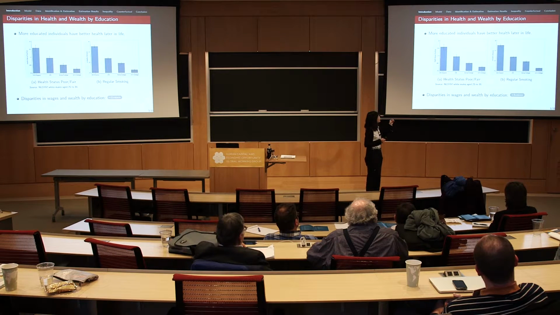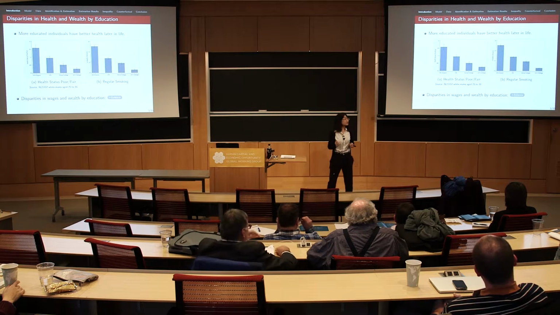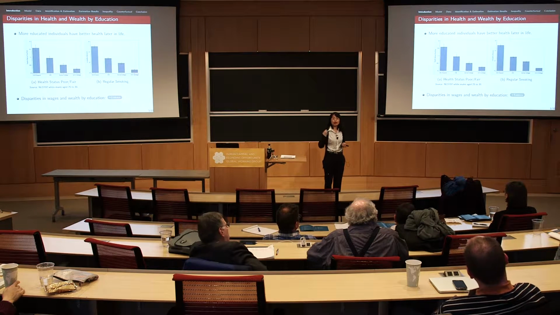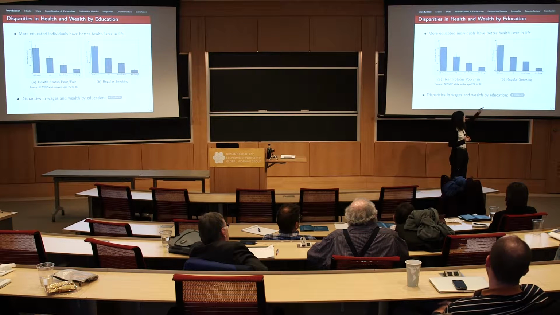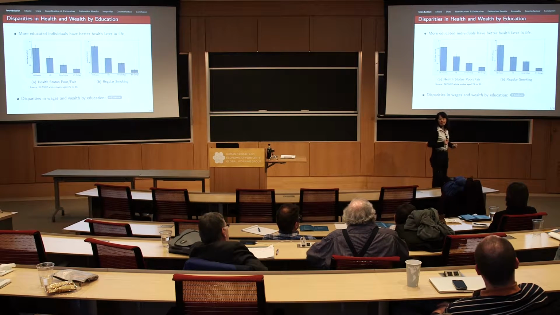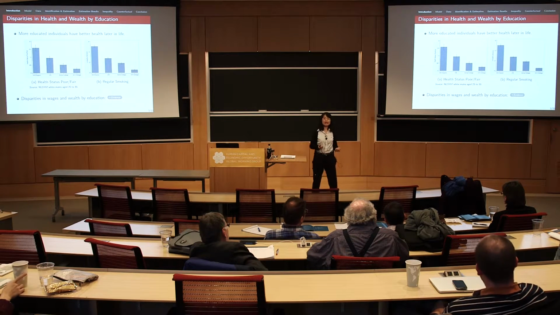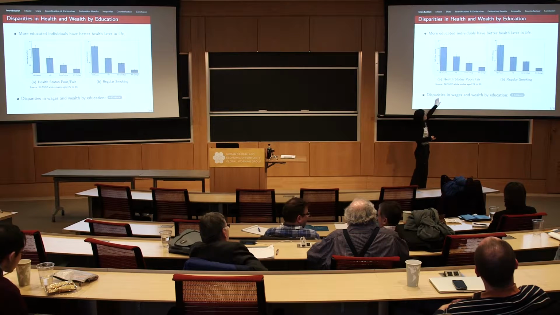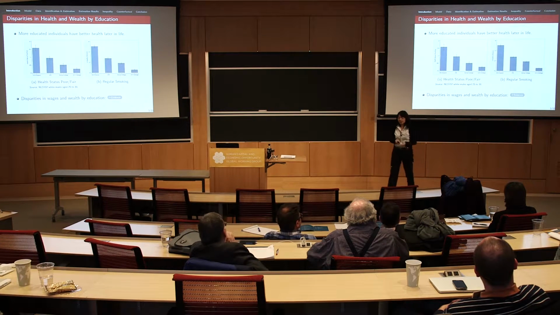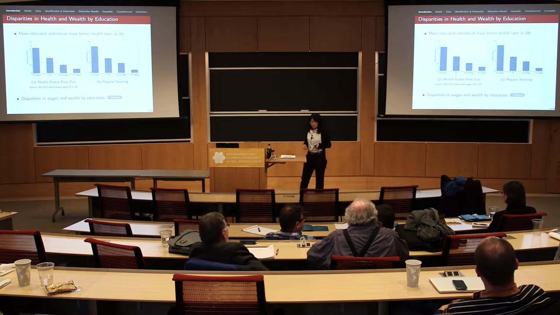What we see very immediately is that individuals who have higher education also tend to have good health. This is one of the motivating pieces of evidence for many health economists to think about education as an input to health production. Another graph looks at one of the healthy behaviors, regular smoking, and we see a similar pattern: individuals who have better education are less likely to smoke. Similarly, as labor economists, we also know that there is large disparity in wages and wealth by education. I'm not going to look into detail about it.